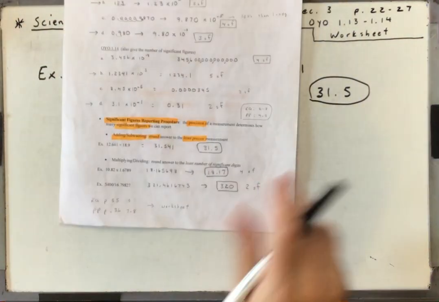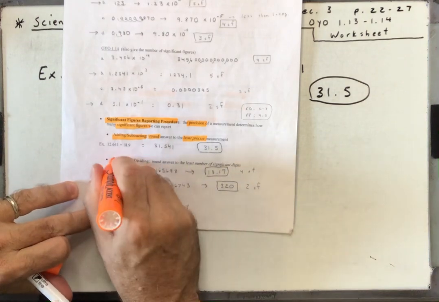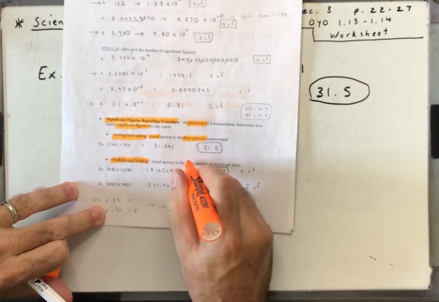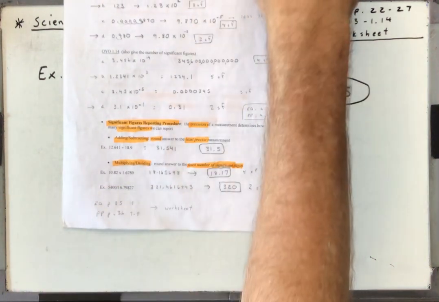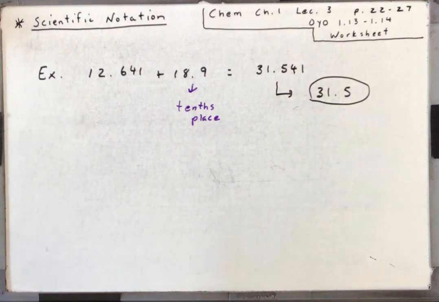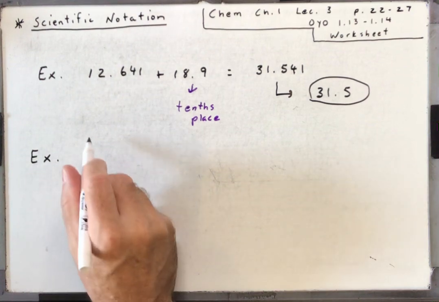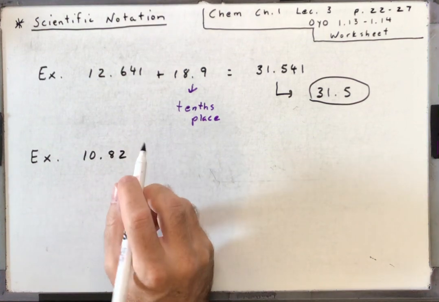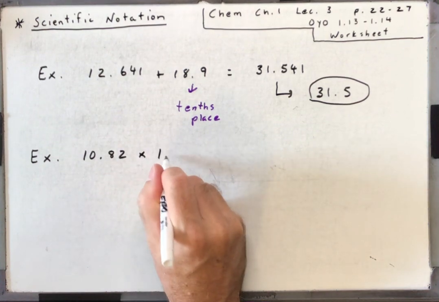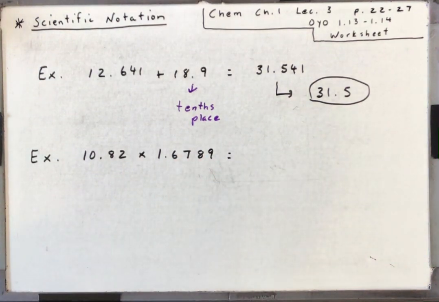Okay, so with multiplying and dividing, we round to the least number of significant digits. Okay? So let's do a couple of examples with multiplying and dividing. The first one in your notes is 10.82 times 1.6789. Okay, let's see what our calculator tells us.